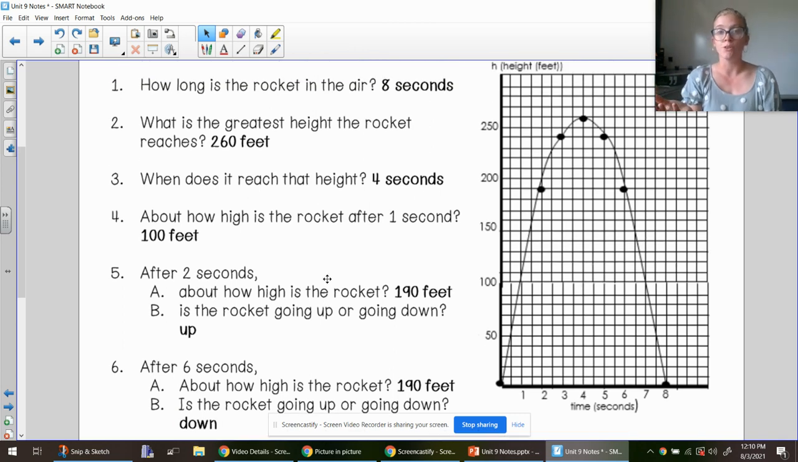This is how we can use a quadratic graph to help us figure out different components of a quadratic function. And it shows how we can apply it. If you are shooting a rocket somewhere, you might want to know at what time it's going to hit, and this is how we can do that.